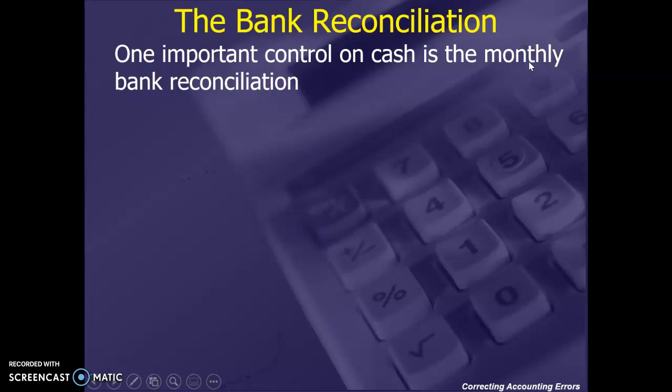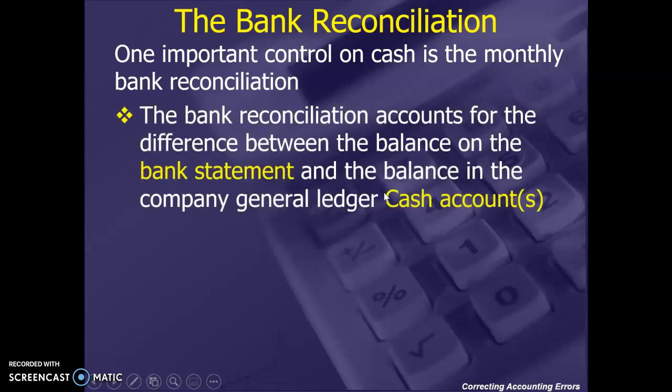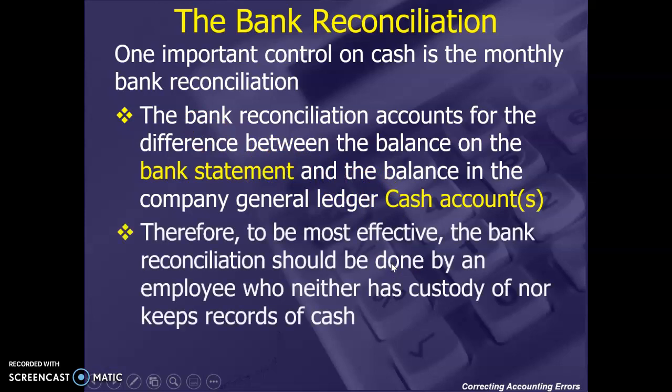At least once a month. And the purpose of it is to make sure that what the bank says on the bank statement and what your cash T account says, we can figure out why they're different. We want to make them the same and make sure that there's nothing we have missed or that the bank's not taking money that they shouldn't or something like that.